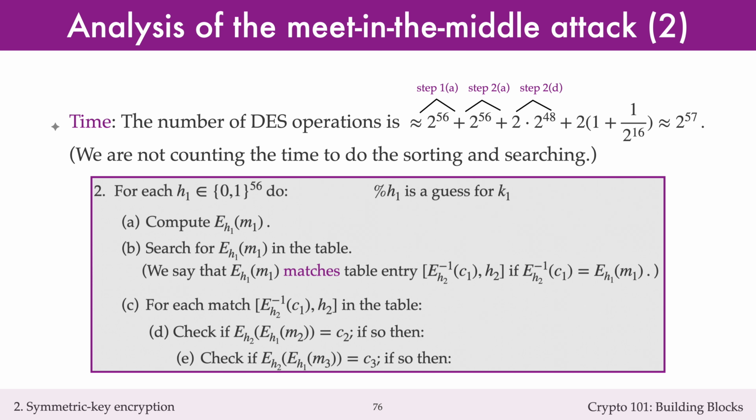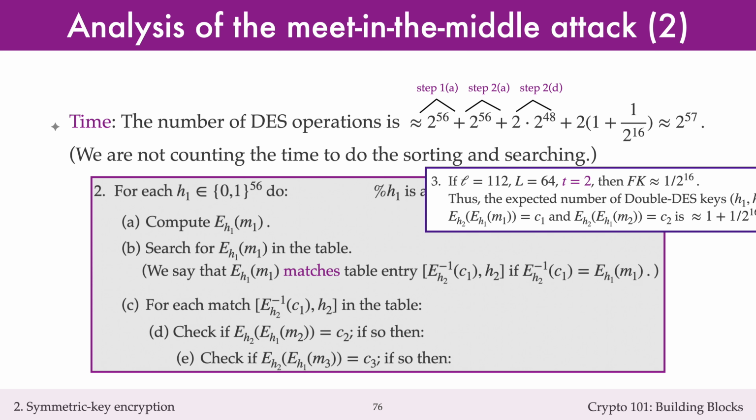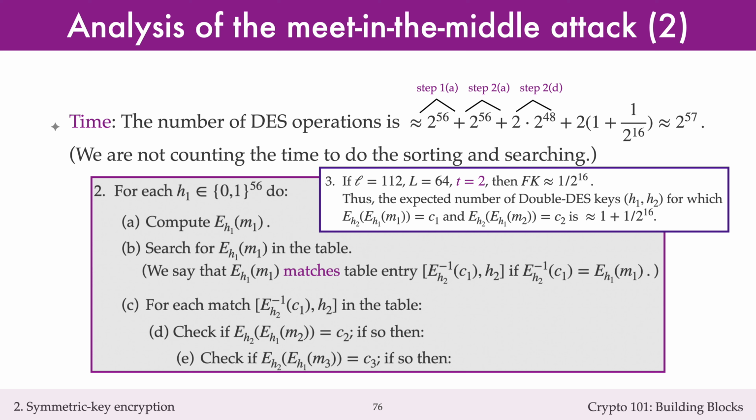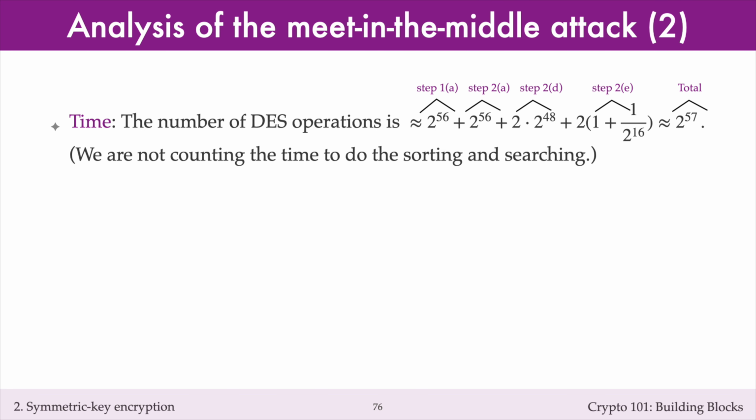Finally, the attack will execute step 2e for each false key H1, H2 that encrypts M1 to C1 and M2 to C2. By the false key formula, the expected number of double DES keys when T equals 2 is roughly 1 over 2 to the 16. And so we expect that step 2e is executed 1 over 2 to the 16 times for false keys and once for the actual secret key. Hence, the expected running time of step 2e is 2 times 1 plus 1 over 2 to the 16. So the total running time is roughly 2 to the power 57.